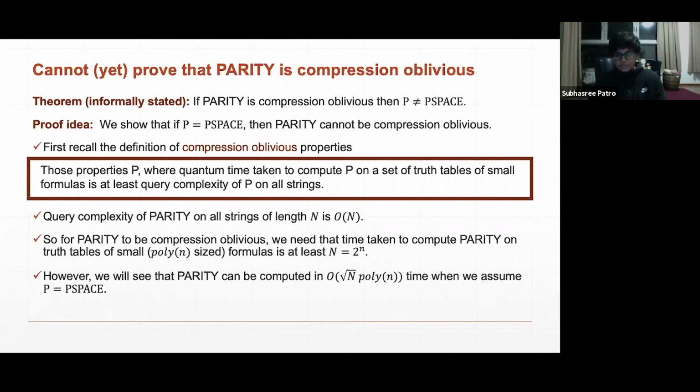And so if we want parity to be compression oblivious, we want that parity on the small set of truth tables should also take at least n. But with this assumption of P equals PSPACE, we will be able to compute parity in almost root n quantum time.